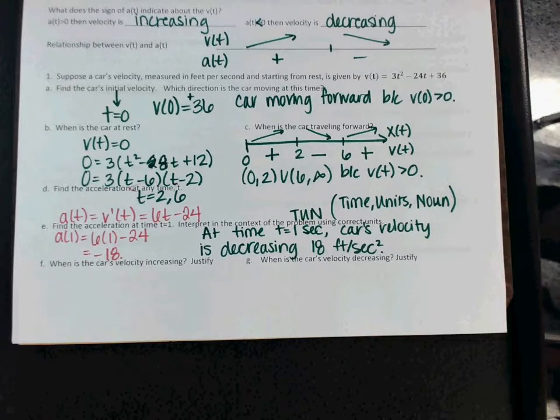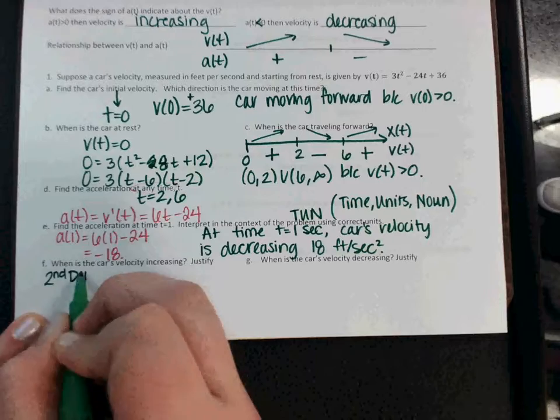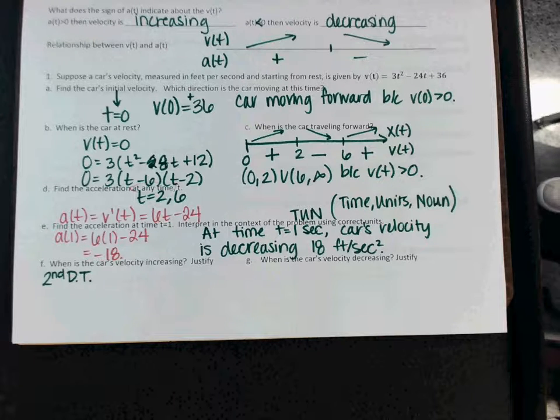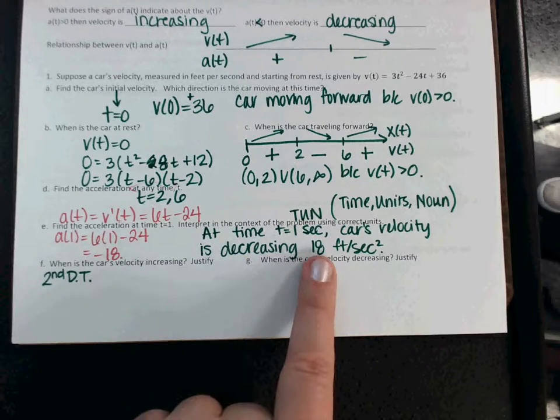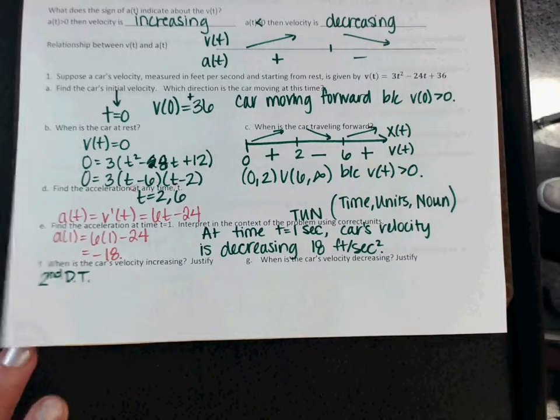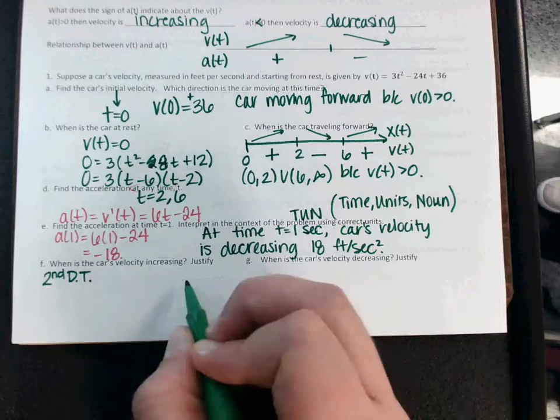That means I need to do a second derivative test. So remember, a derivative test on velocity tells you the direction of the particle. A sign chart on acceleration tells you whether the velocity is increasing or decreasing. Do you have a question? Yeah? Because the acceleration is negative, remember that's the slope that tells me if velocity is going up or down. Yeah? So I'm saying the velocity is decreasing at 18 feet per second because the acceleration is the slope, is negative. Okay? So set up your second derivative test here.